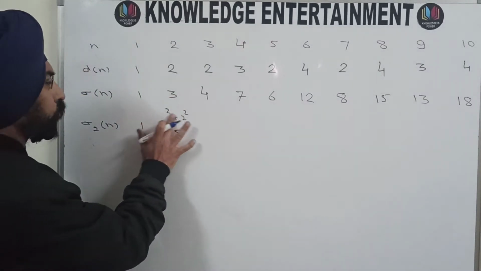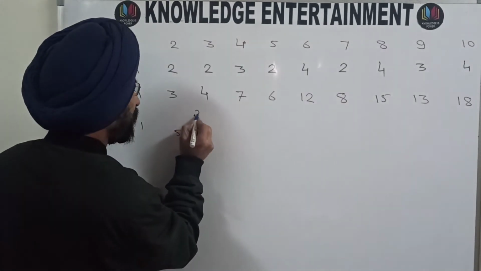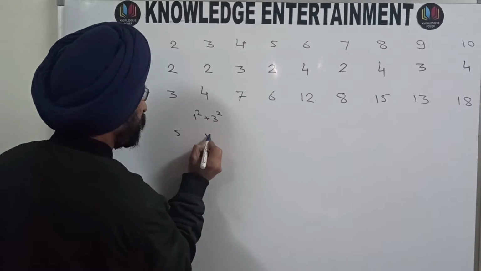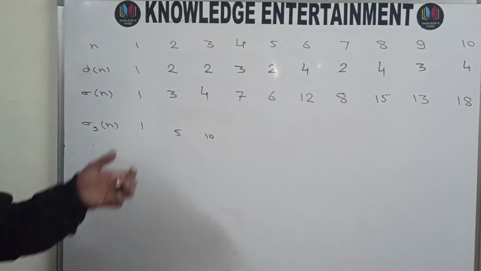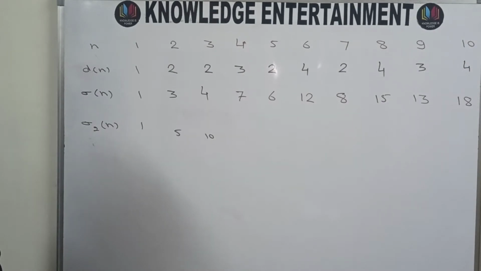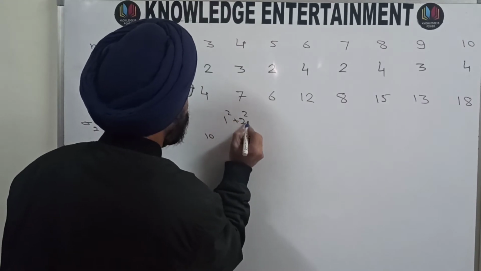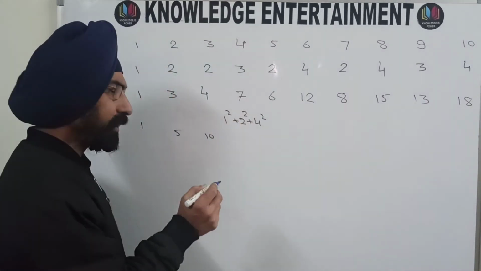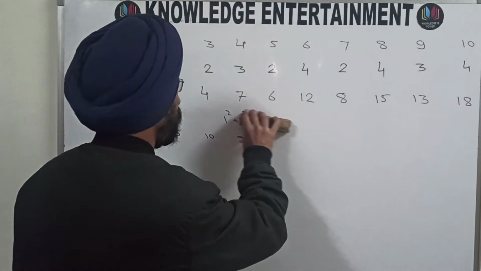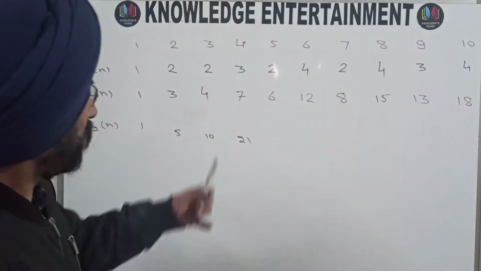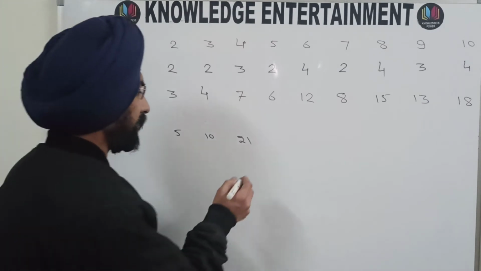For 3, the two divisors are 1 and 3. So their squares and then sum, 1 square plus 3 square, is 10. So sigma 2 of 3 is 10. 4. The three divisors are 1, 2 and 4. So the sum of their squares, 1 square plus 2 square plus 4 square, is 21. So sigma 2 of 4 is 21. 5. Only two divisors are there, 1 and 5. So the sum of their squares is simply 26.